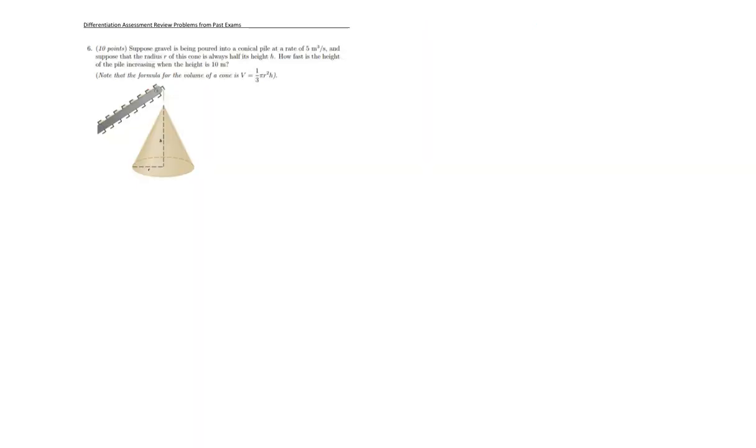Okay, so the next one, it says, suppose gravel is being poured into a conical pile at a rate of 5 meters cubed per second. So this rate of 5 meters cubed per second is dV dt. And suppose the radius is always 1/2 the height. So r equals 1/2 h, or I could write 2r equals h, either way. And then it says, how fast is the height of the pile increasing when the height is 10 meters?